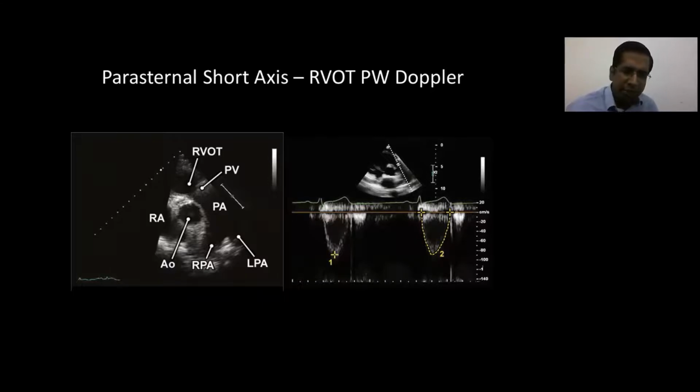One important point about RVOT Doppler, or any such thing in echo, is that if we reserve it for a special occasion and do not make it part of the routine examination, and we have not seen hundreds and hundreds of RVOT Dopplers or patterns, then when there is a pathology or an abnormality, many a time we may be unsure of these things. Hence the importance of looking at RVOT Doppler or any such thing also as part of the standard examination.